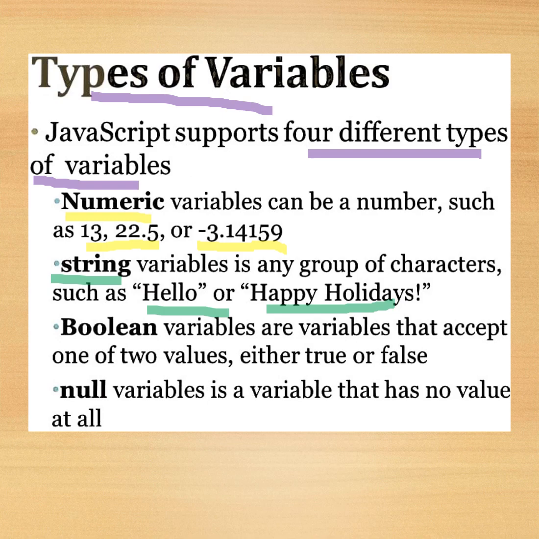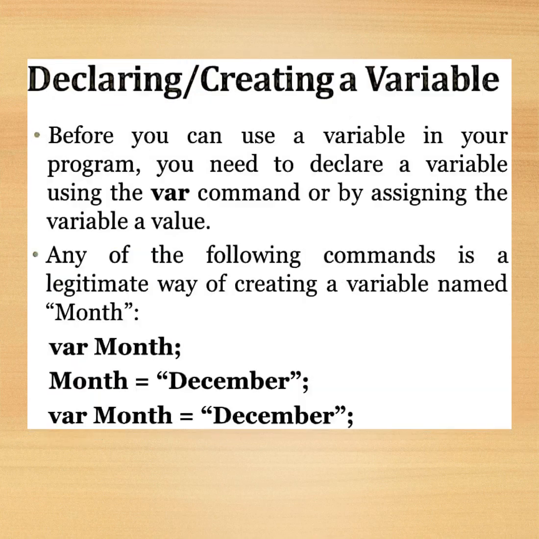Next, boolean means true or false. Boolean variables are variables that accept one of two values, either true or false. It cannot be true and false, it can be true or false, any one of them only it can contain. Next, it has null variables. A null variable is a variable that has no value. Null is nothing but empty, right? It will not contain anything, that is no value.